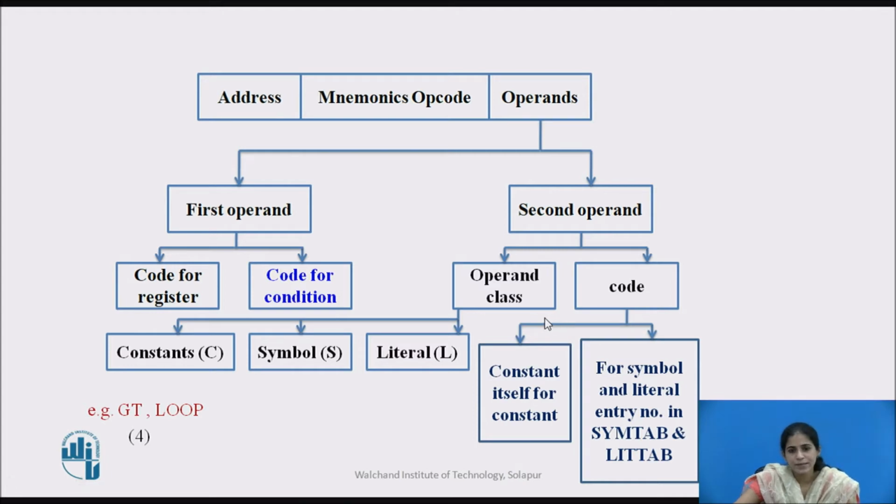So here the symbol is present. Here loop is nothing but a symbol. So that's why here we specify S, and we have to specify the entry number of that symbol in the symbol table. So here the entry number of that symbol is 0, 2.